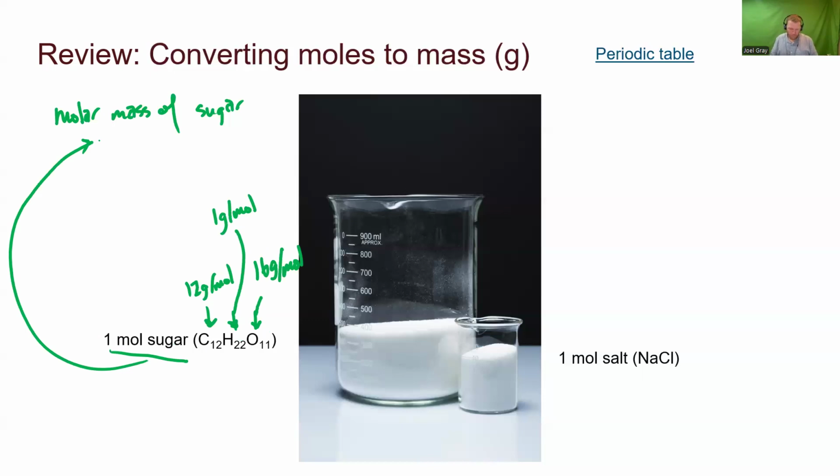342. I think that sounds about right. 16 times 11. That gets me 176. Plus 144 is 12 times 12 plus 22. Yeah, 342. Great job. So ultimately, that adds up to 342. Now, 1 pound of sugar is going to be, how many grams is 1 pound of sugar?